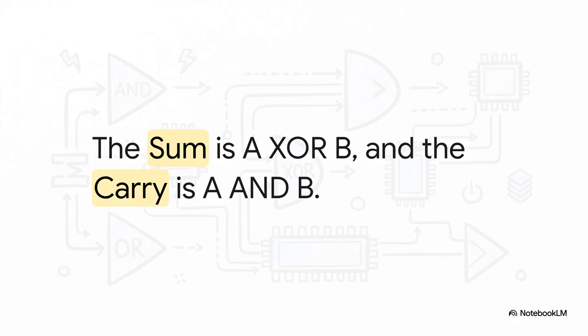Why? Well, 1 plus 0 is 1, 0 plus 1 is 1, but 1 plus 1 in binary is 0. Carry the 1. The XOR handles that zeroing out perfectly when both inputs are 1. Meanwhile, a simple AND gate sits right next to it, producing that carry bit, because you only ever carry a 1 when both input A and input B are 1.